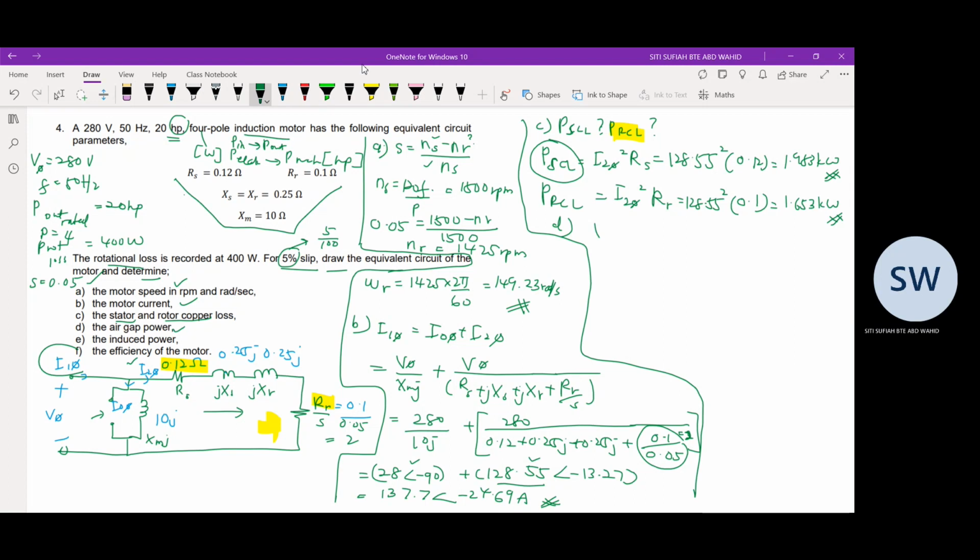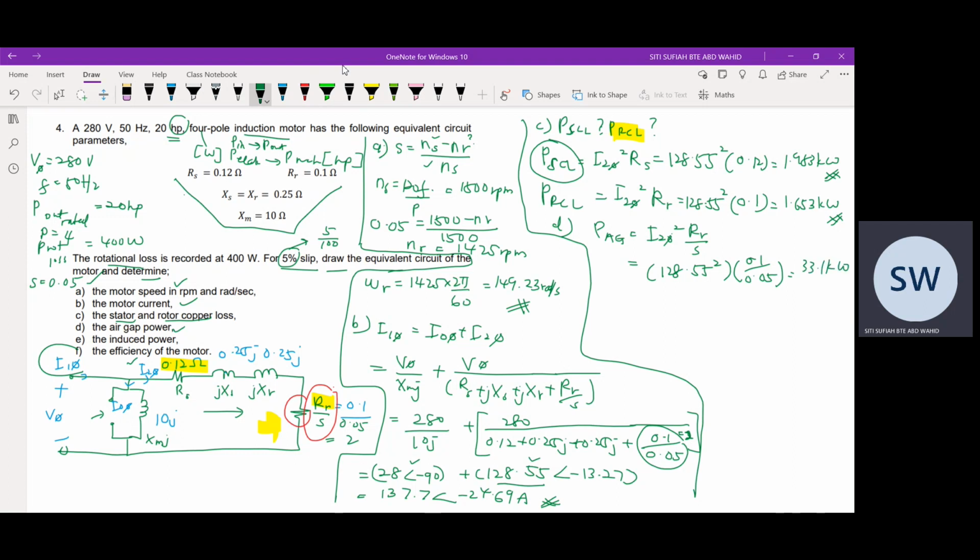Done with C. D, the air gap power. The air gap power also has a formula. That is I2 phase squared times, or in other words, the losses on this resistance, RR over S. So I2 phase squared times RR over S, or 128.55 squared times 0.1 over 0.05, that is 33.1 kilowatt.